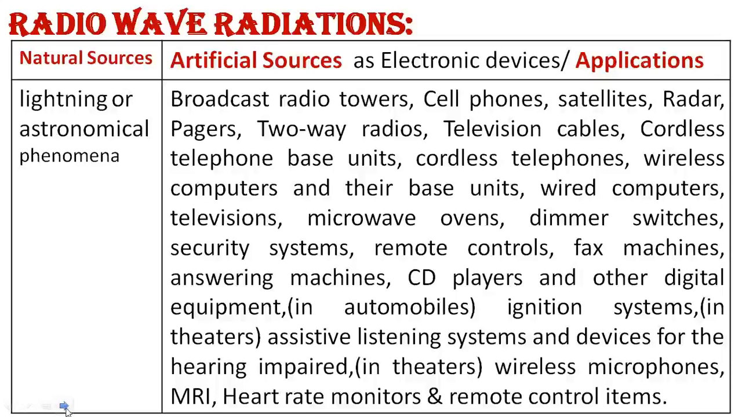Natural sources are lightning or astronomical phenomena, and artificial sources are broadcast radio towers, cell phones, satellites, radar, pagers, two-way radio, television cables, cordless telephones and base units, wireless computers and their base units, television, microwave ovens, dimmer switches, security systems, remote controls, fax machines, answering machines, CD players and other digital equipment in automobiles, ignition systems, assistive listening systems and devices for the hearing impaired in theaters, wireless microphones, MRI, and heart rate monitors. So these are the artificial sources of radio wave radiation.